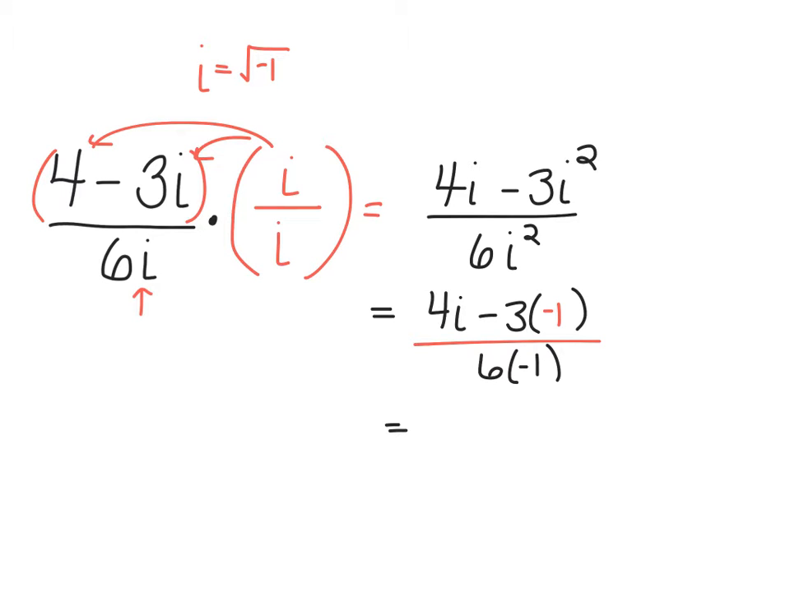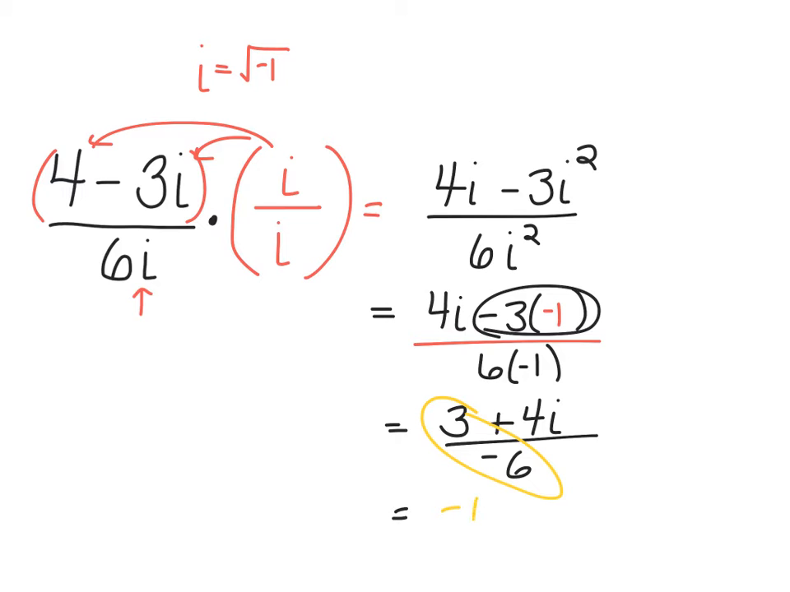So up top, I have -3 times -1 would be +3. I'm going to put that first, plus 4i over -6. Final step, clean this up into a complex number. 3 divided by -6 is -1/2, minus 4 divided by -6 is why I wrote minus, would be -2/3 i.